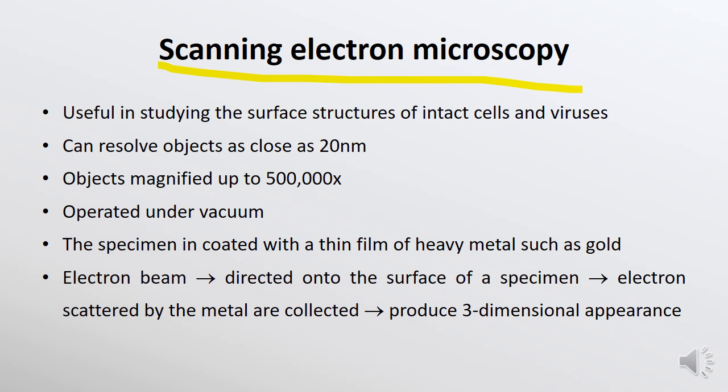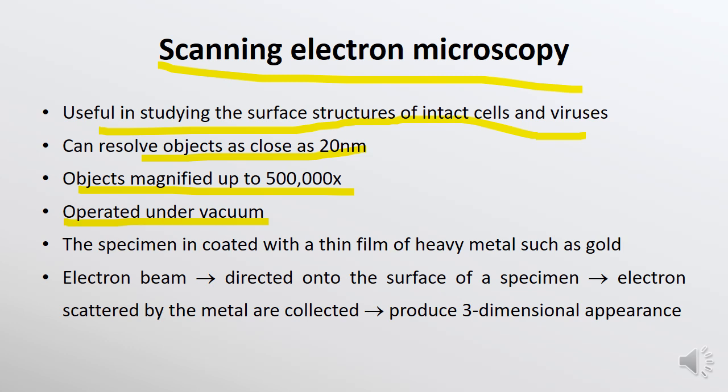The SEM, or scanning electron microscope, is very useful in studying the surface structure of intact cells and viruses. It can resolve objects as close as 20 nanometers, which means you can see objects as small as 20 nanometers, and objects can usually be magnified up to 500,000 times. The scanning electron microscope also operates under vacuum conditions.